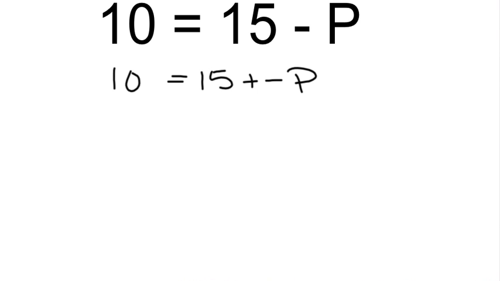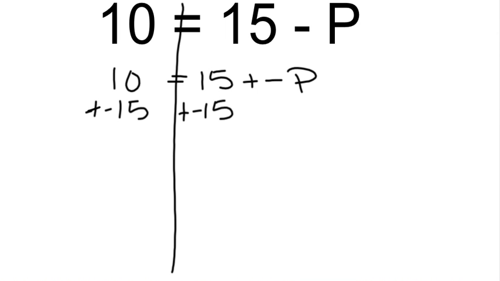Okay, so now let's look at this addend here. So we have 15 as our addend. I'm going to go ahead and draw that line. 15 is our addend. I'm going to add the opposite of the addend so that it equals 0 to both sides of the equation. So we're left with negative 5 is equal to the opposite of p.